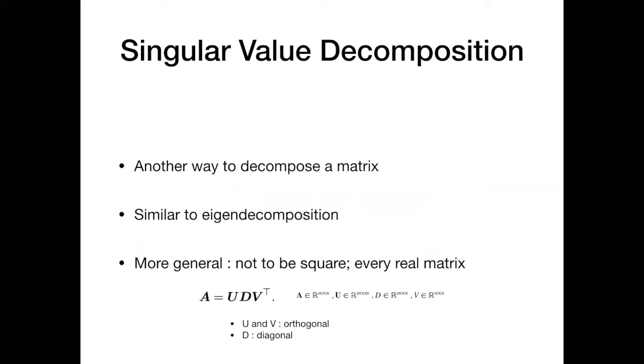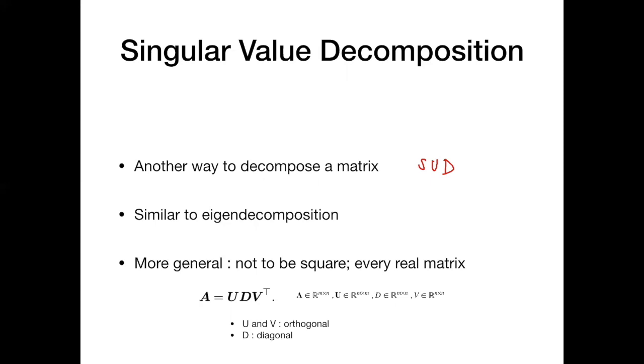Here we have another way of decomposing a matrix that is called singular value decomposition. We usually call it SVD. It's very similar to eigendecomposition, but it's more general. It doesn't require the matrix to be a square matrix, and every real matrix can have an SVD decomposition.